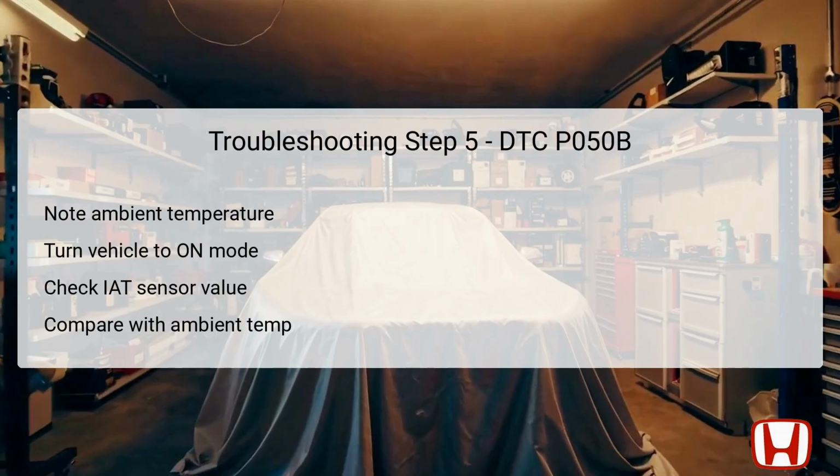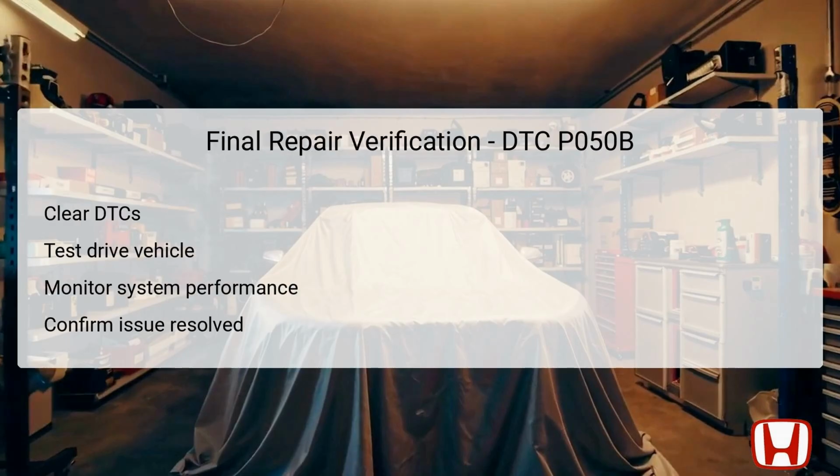If the difference exceeds this threshold, it signals a fault with the IAT sensor or issues in the air intake system affecting its readings. Ensuring precise functioning of both the MAF and IAT sensors is paramount for maintaining correct combustion and timing. Upon completing the troubleshooting steps for DTC P050B, the final repair verification is essential to ensure that the issues have been fully resolved.